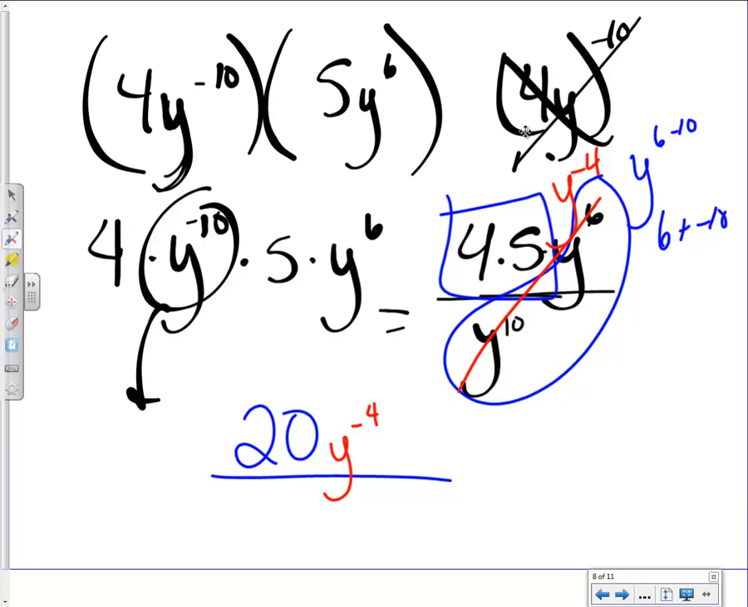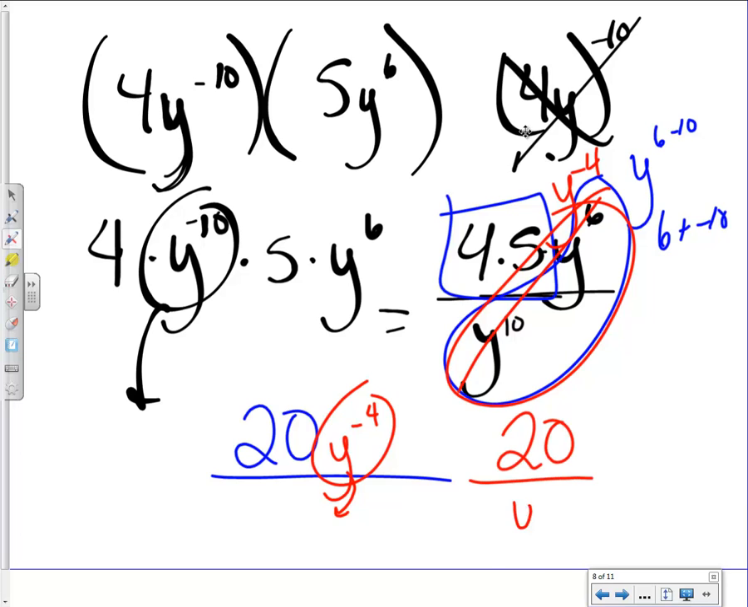Why do I know it's in the numerator? Anytime that we do this division problem here, my answer is always in the numerator, okay? This negative 4 is a negative. It needs to go to the denominator. So my final answer is 20 over y to the positive 4. Final answer.